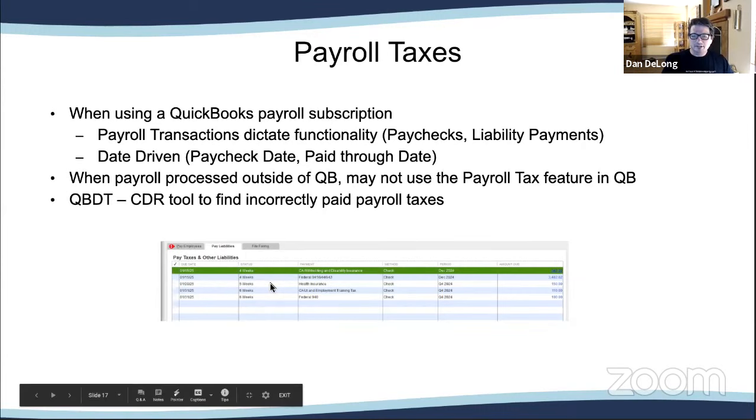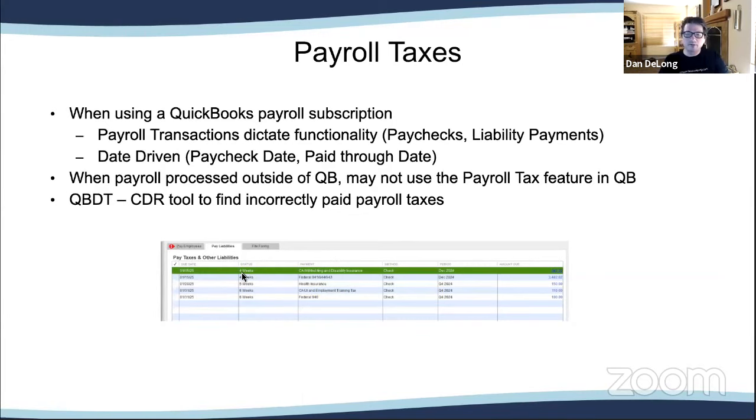Because what will happen is like what you see here. The payroll pay liabilities section of your payroll center may show something that's overdue that you've already paid. And then we got the police officer coming into the scene of the crime, figuring out how that was actually done. The client data review tool will help you find incorrectly paid payroll taxes.